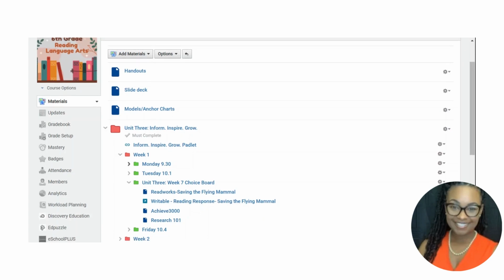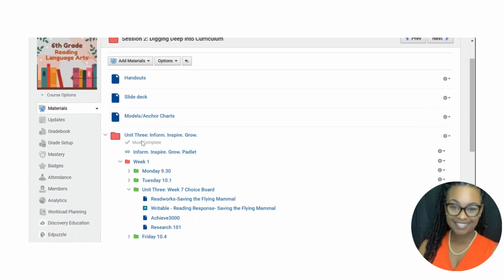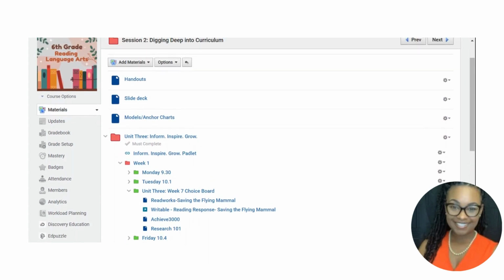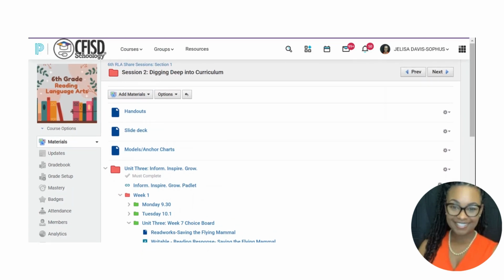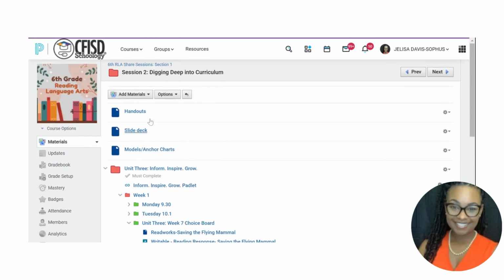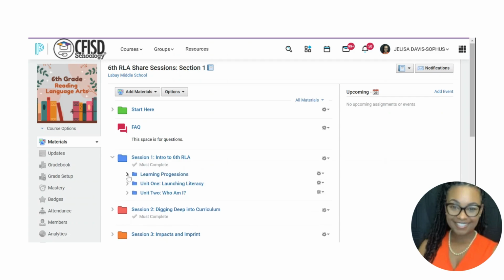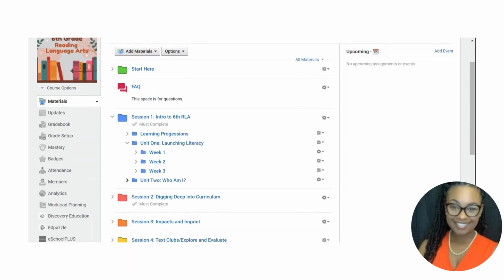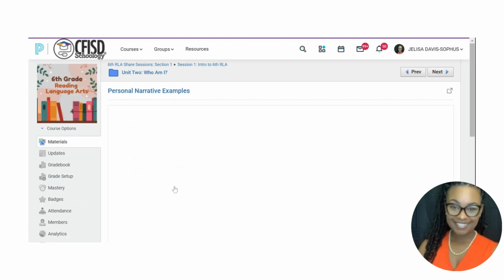Pay attention within the course to ensure that you are going to the right session that aligns with the correct unit. Although you are in session 2, you are gaining information about unit 3. For session 1, you are not only gaining information for unit 1, but you're also gaining information for unit 2. So ensure that you are going where you need to go.